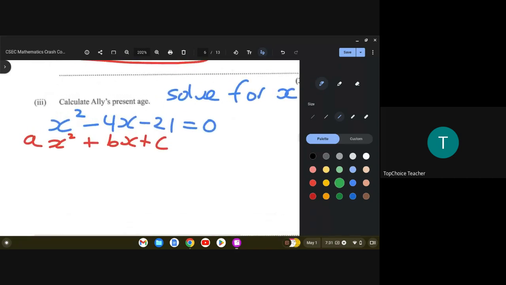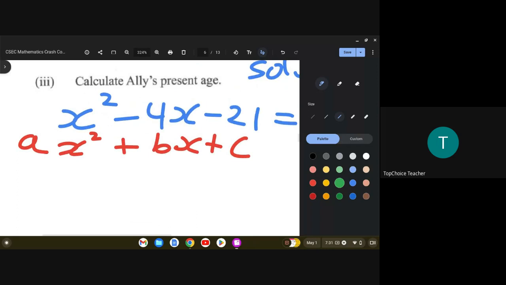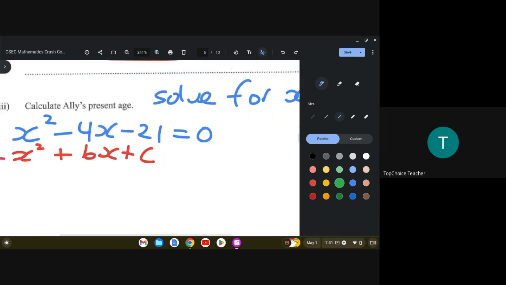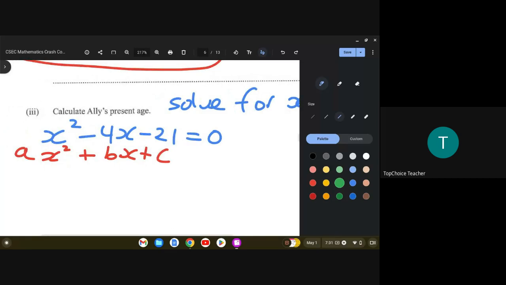I want you to tell me. Notice the x squareds line up, the x's line up. So if I ask you what a is, you should not be saying x squared. If I ask you what b is, you shouldn't be including x, because x is not b. The x's are something separate. So from how these things are lined up, what is a, what is b, and what is c? A is 1.